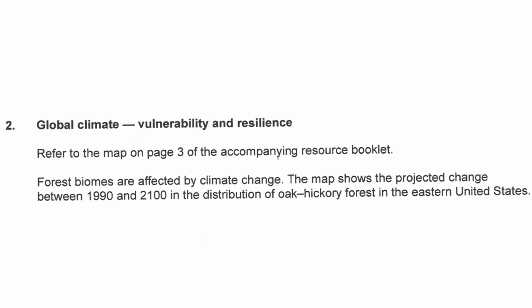Global climate, resilience and variability. Refer to the map on page 3 of the accompanying resource booklet. Forest biomass is affected by climate change. The map shows the projected change between the 1990s and 2100 in the distribution of oak hickory forests in the eastern United States. I combined them again, so look at it, do it slowly, seriously.